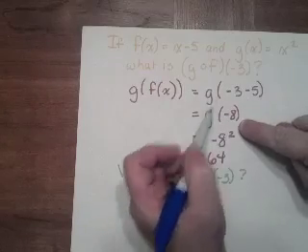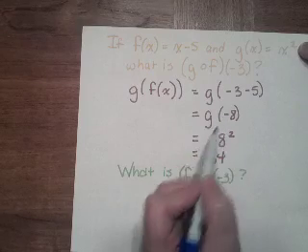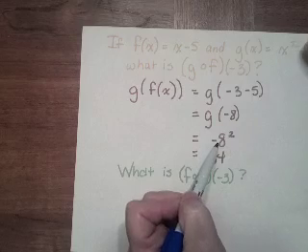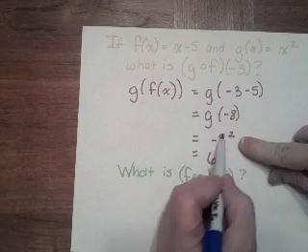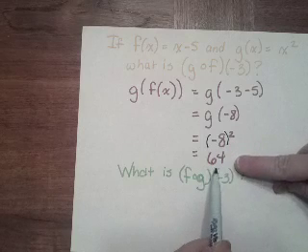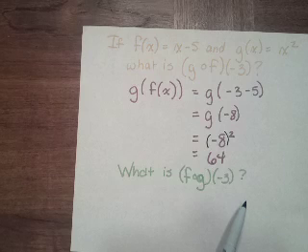And g of negative 8, well, x squared is the function for g. So I'm going to put negative 8 squared. Negative 8 squared is, and then we put it in parentheses, 64. So that is my composite function, g of f of negative 3.